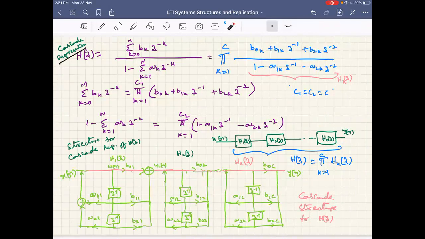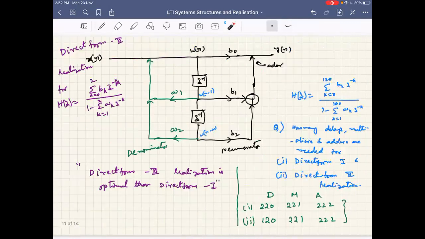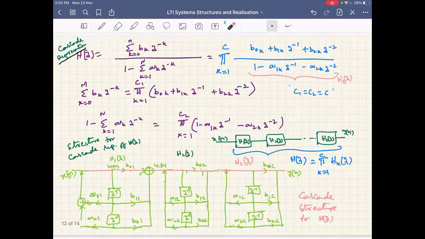Further, for systems having a large number of terms in the numerator and denominator of H of z, or having a large order of numerator and denominator polynomials, what we usually prefer is to have a cascaded structure of realization rather than realizing all at one stretch. What is preferred is to initially represent this as a cascade of several subsystems, each of them second order systems.